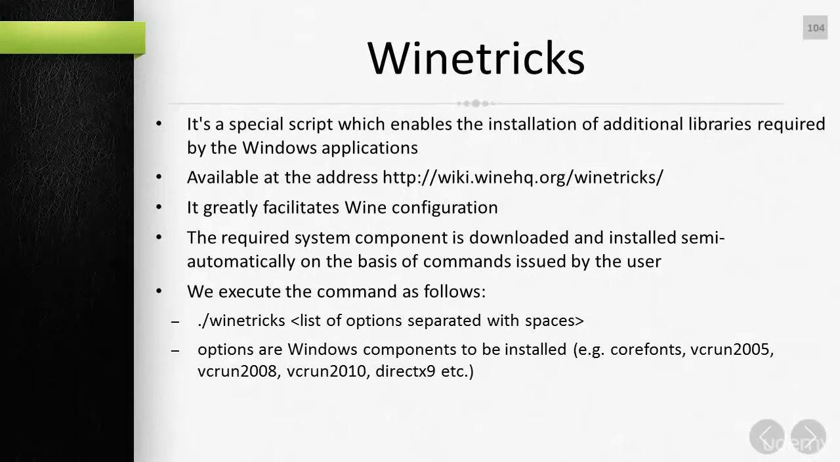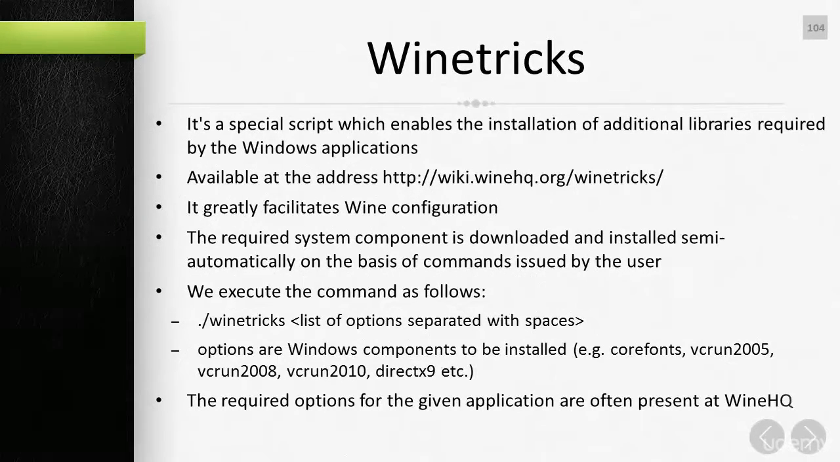Different applications will require a wide range of libraries. Winetricks is able to install an impressive set of components. Required libraries can be found on WineHQ website in the descriptions of supported applications. If a program requires a certain library, it will be mentioned in the description. Oftentimes, you'll also find there a specific command that you'll need to execute, so that the system will install all the components automatically.